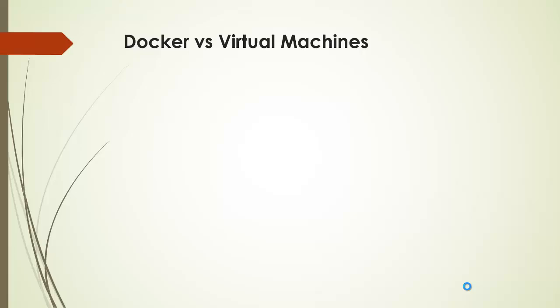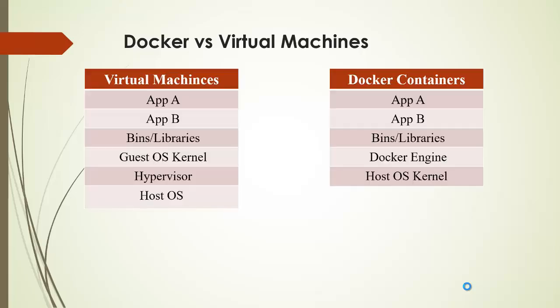Docker versus virtual machines. In virtual machines, we have a host operating system with a hypervisor above it. On top of that, we have a guest OS kernel, then binaries and libraries, then the apps, App A and App B. Docker containers sit directly on the host OS kernel, then the Docker engine, then binaries and libraries, and there we run our apps.